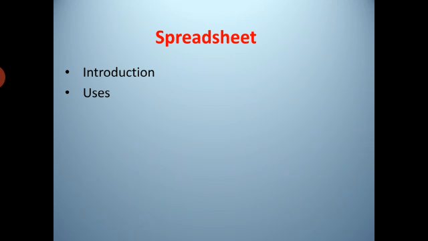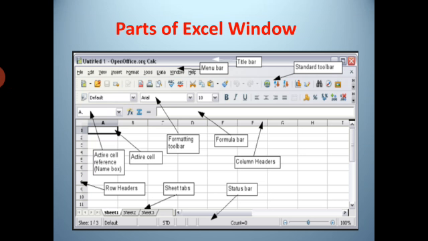Now students, how to start Microsoft Excel? You have to click on Start button, then click on the Microsoft Office and click on Microsoft Excel. The Excel spreadsheet window will open. Now there are the parts of the Excel window. These parts are title bar. The title bar is located at the top. It shows the name of the current spreadsheet.